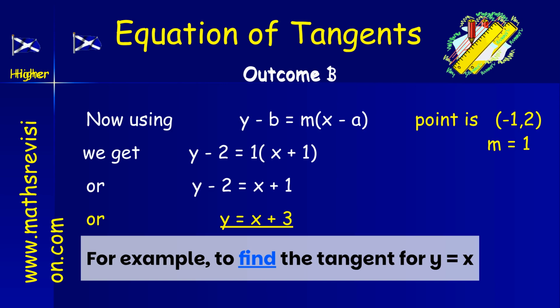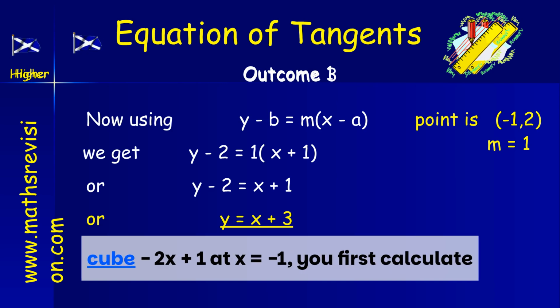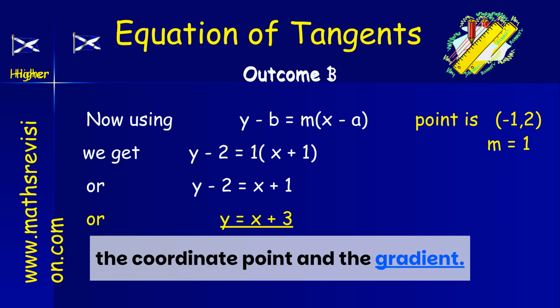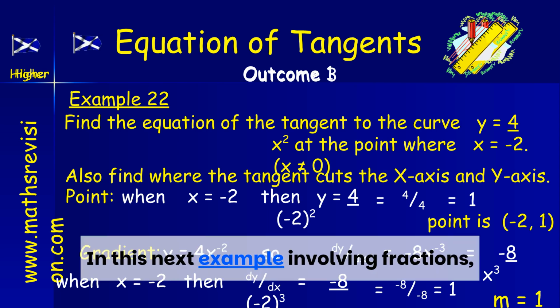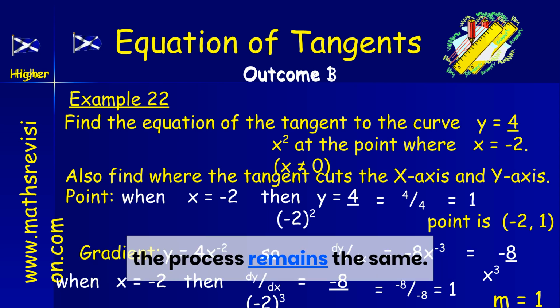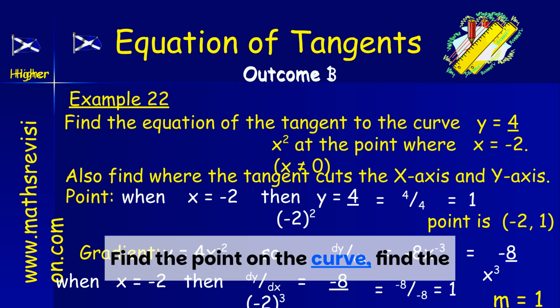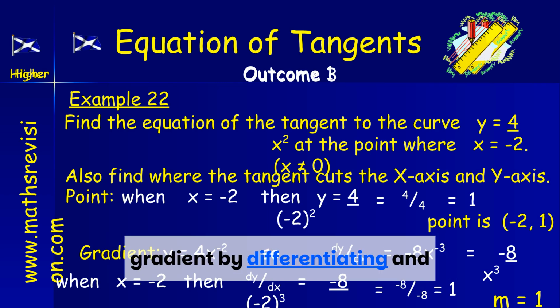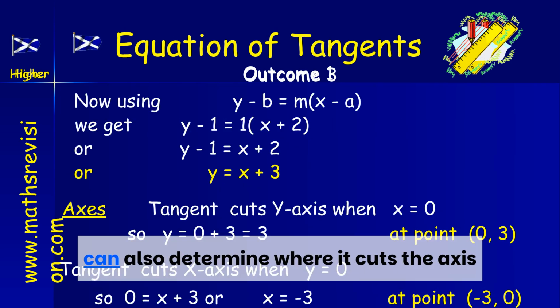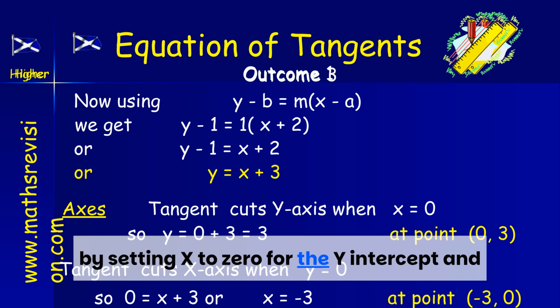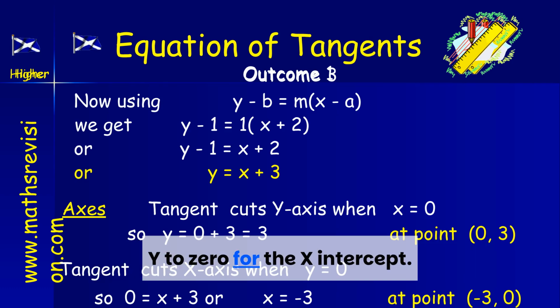For example, to find the tangent for y equals x cubed minus 2x plus 1 at x equals negative 1, you first calculate the coordinate point and the gradient, then apply the linear equation formula. In this next example involving fractions, the process remains the same. Find the point on the curve, find the gradient by differentiating, and determine the tangent equation. Once you have the tangent equation, you can also determine where it cuts the axes by setting x to 0 for the y-intercept and y to 0 for the x-intercept.